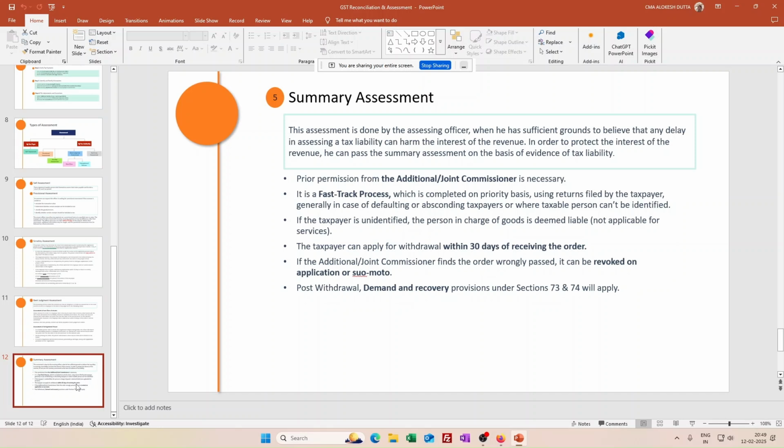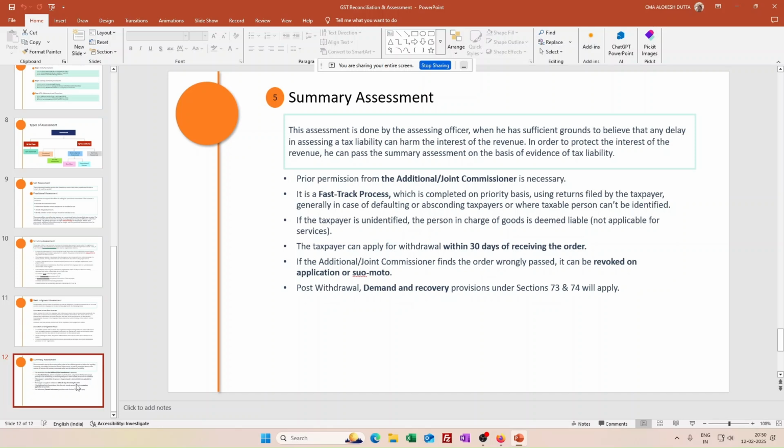Summary assessment order can be given only by an additional or joint commissioner. And summary assessment is a fast track process. Within 30 days of receiving the order, the taxpayer can apply for withdrawal. Fast track assessment.